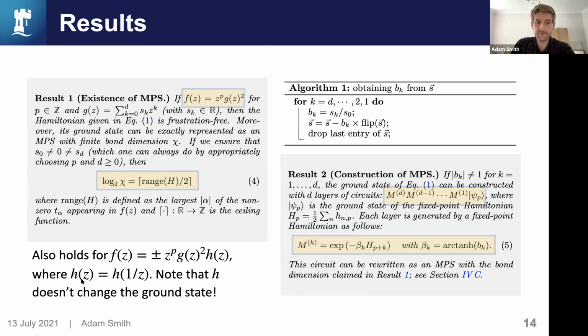So actually this applies a little bit more generally. This also holds if f of z is equal to plus or minus this form, also multiplied by h of z, where h of z has the property that as a function of z and of 1 over z, h is the same. Okay? If we have this factor of h of z, then h actually does not change the ground state. So we're free to add this h of z without changing any of this.